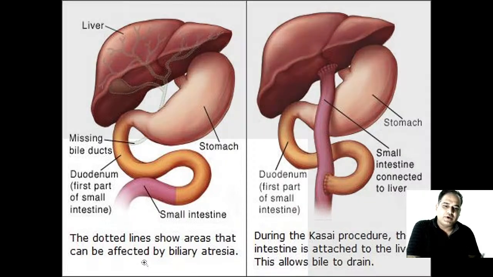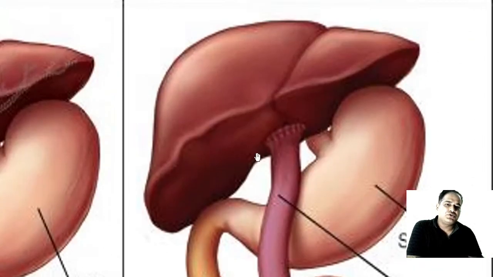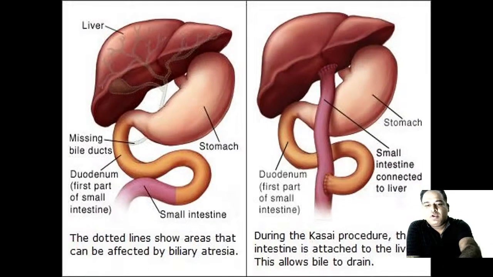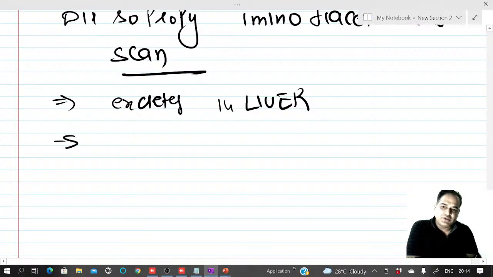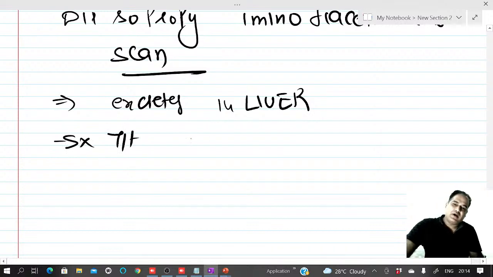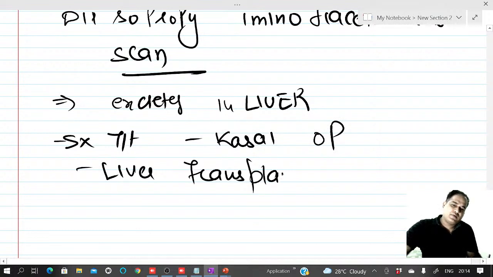What is the treatment? The treatment of choice here is Kasai operation. Now, even when you perform the Kasai operation, liver transplant may still be required.